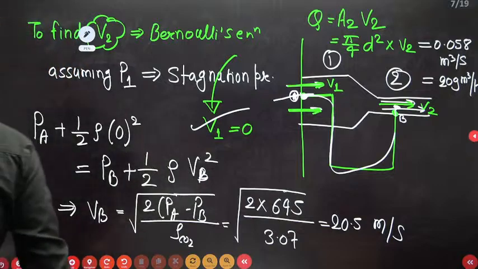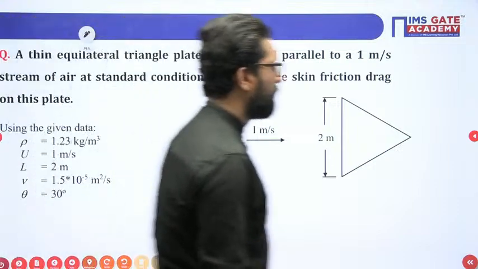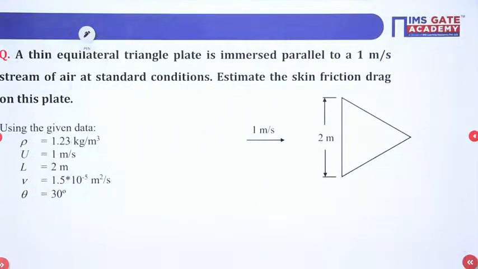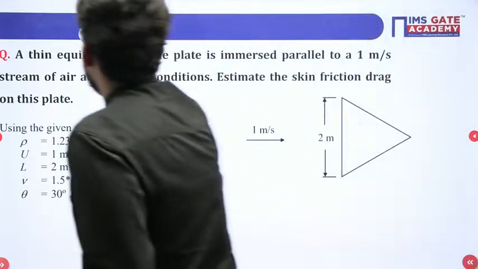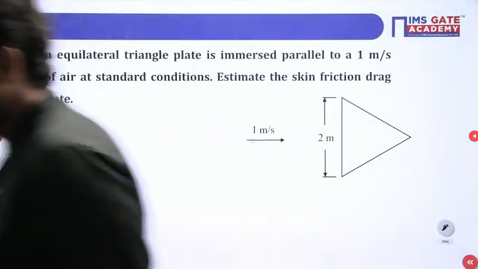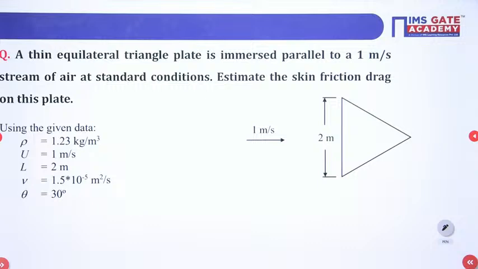Now, take the next problem then. Yes, this is a very good problem, I am telling you. See this one. Read this question. A thin equilateral triangle plate is immersed parallel to a 1 meter per second stream of air at standard conditions. That condition is given. Estimate the skin friction drag on the plate.